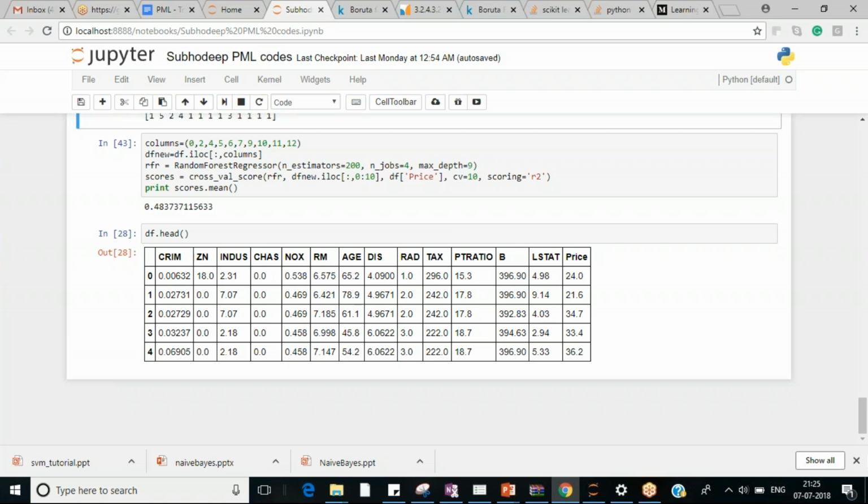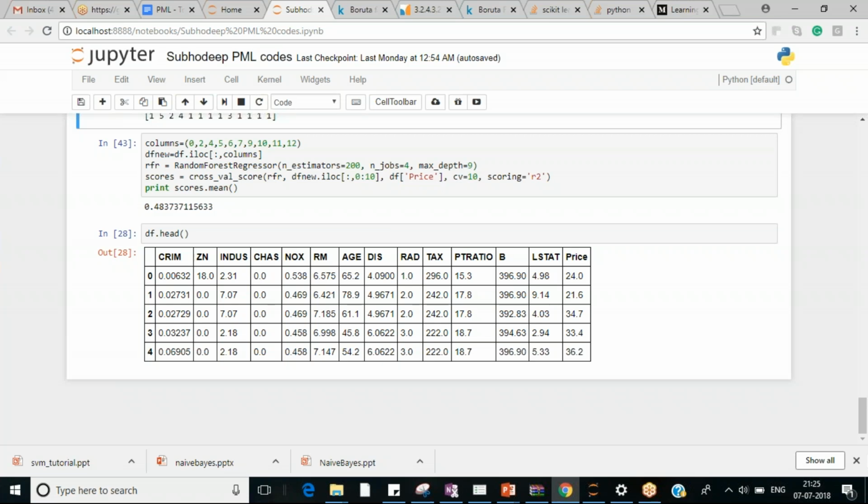So is a neural network part of machine learning or part of deep learning? Deep learning is a part of machine learning only. It's a different type of mathematics that is involved, but it is part of machine learning. We'll see that. No problem.